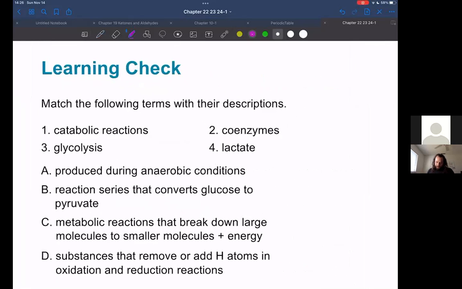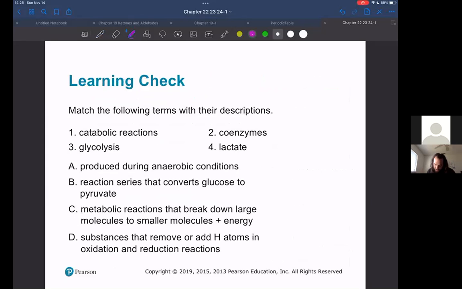All right, so let's make sure that we can do this learning check and actually match these with their description. So what is produced during anaerobic conditions? That would be the lactate. A reaction series that converts glucose to pyruvate, that would be glycolysis. Metabolic reactions that break down large molecules into smaller molecules and energy. Those are what we call catabolic reactions. And substances that remove or add H atoms in oxidation and reduction reactions.